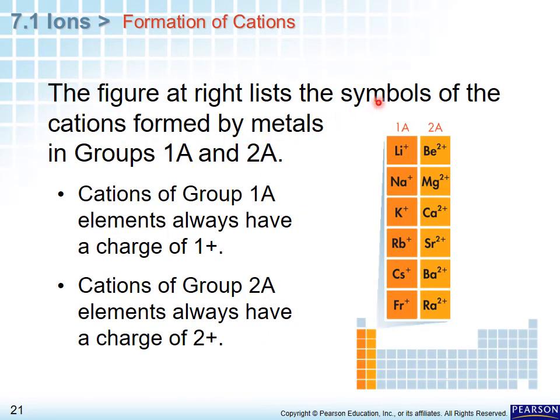Now the figure on the right lists the symbols of cations formed by the metals of group 1A and group 2A. Cations of group 1A elements always have a charge of positive 1. Why? Because they are all losing 1 electron. Cations of group 2A elements always have a charge of 2 positive, because they all are losing 2 electrons. So this is the periodic table, this is group 1, group 2. From the left side, group 1 always forms a positive 1 ion and group 2 always forms a positive 2 ion, because group 1 loses 1 electron and group 2 loses 2 electrons.